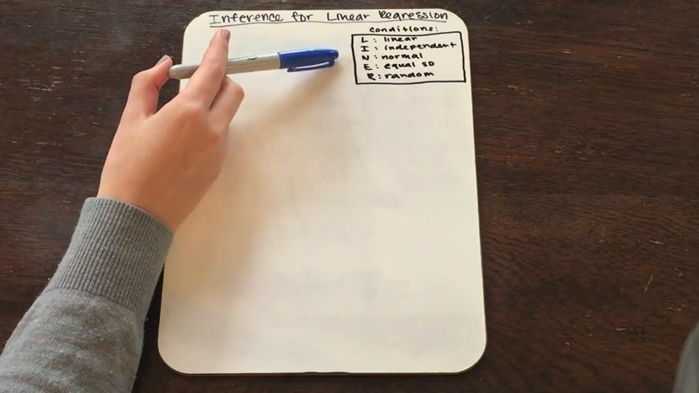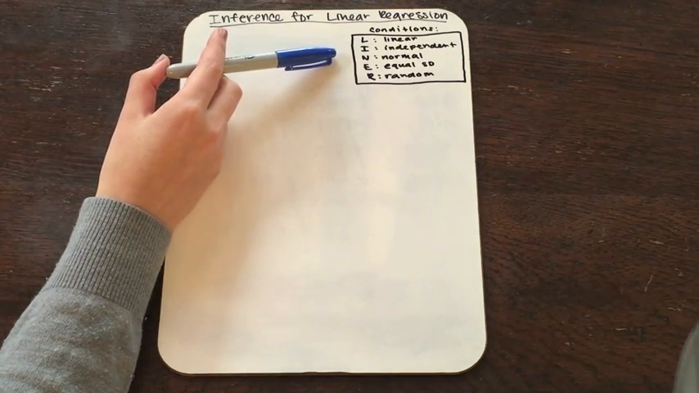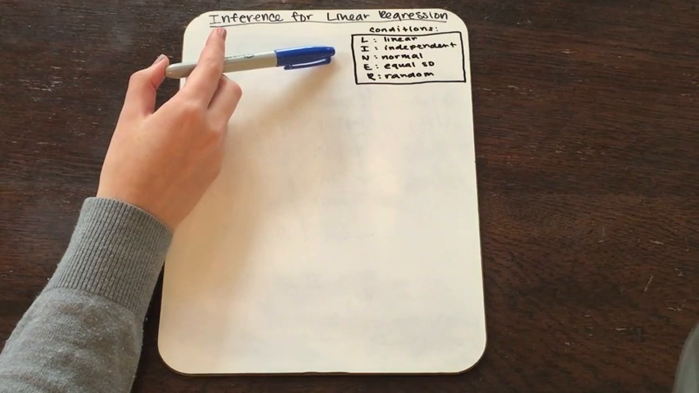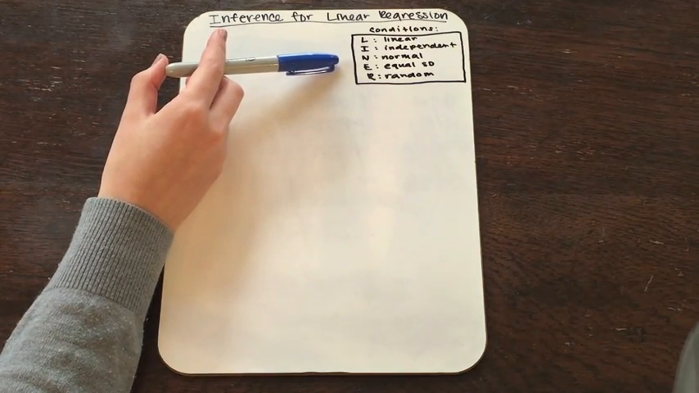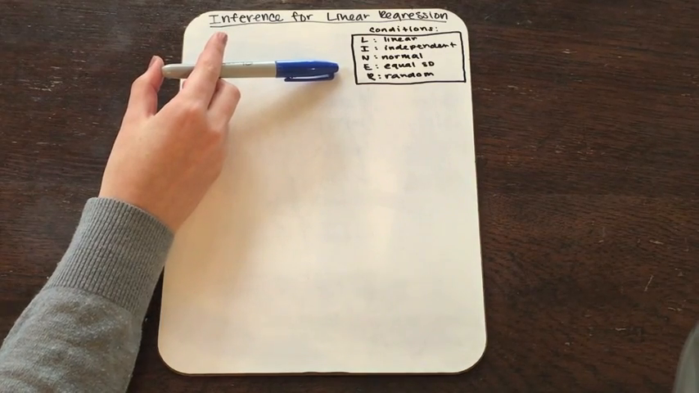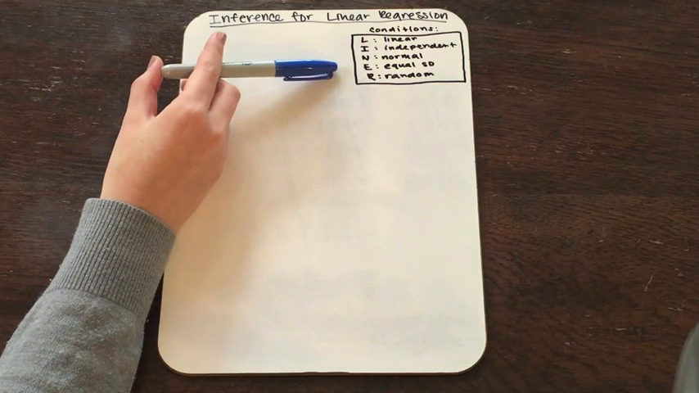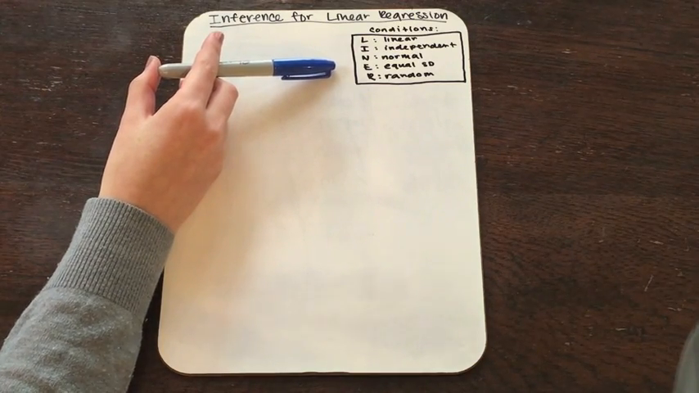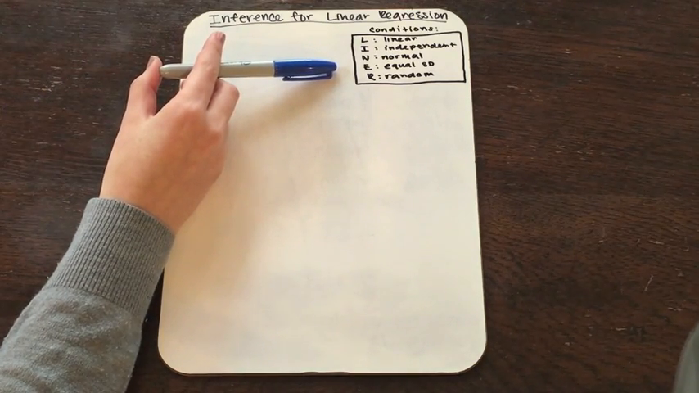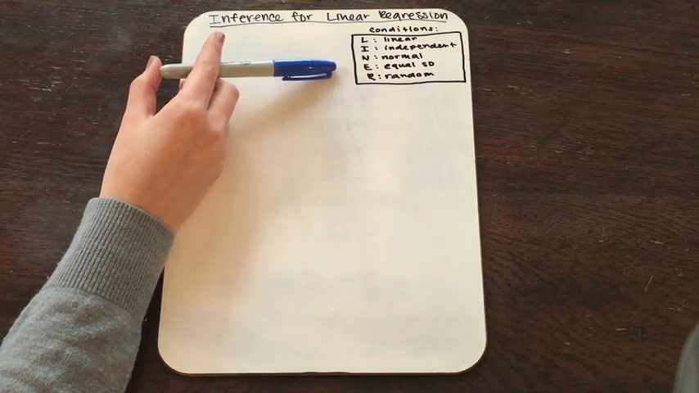And then the I is for independent, so that the individual outcomes are independent of each other, or if it's without replacement, we can check the 10% condition. And the N is for normal, which you can check a residual graph for approximate normality, like a stem plot or histogram. And then the E is for equal standard deviation, and you can look at the scatter plot of the residuals above and below the residual equals 0 line in the residual plot, and then check that the vertical spread of the residuals should be roughly the same from the smallest to the largest x value.